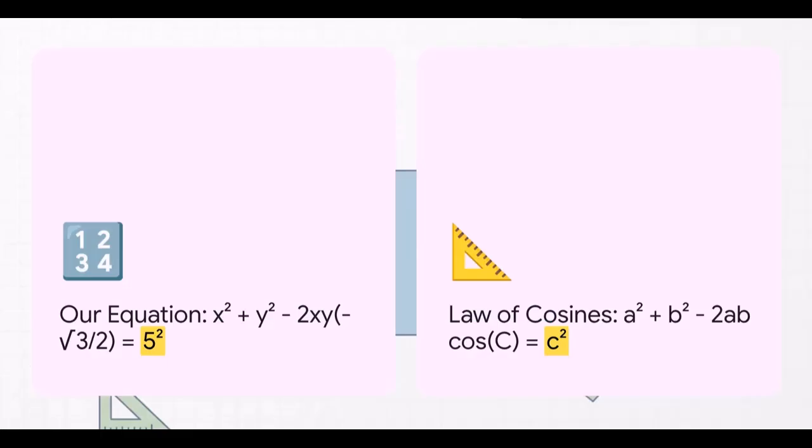Okay, so check this out. Let's take our first equation and put it right next to the law of cosines. See the resemblance? If we just tweak it a little bit, suddenly it's a perfect match. That 25 is just 5 squared, and we can rewrite that middle term to fit the formula perfectly.